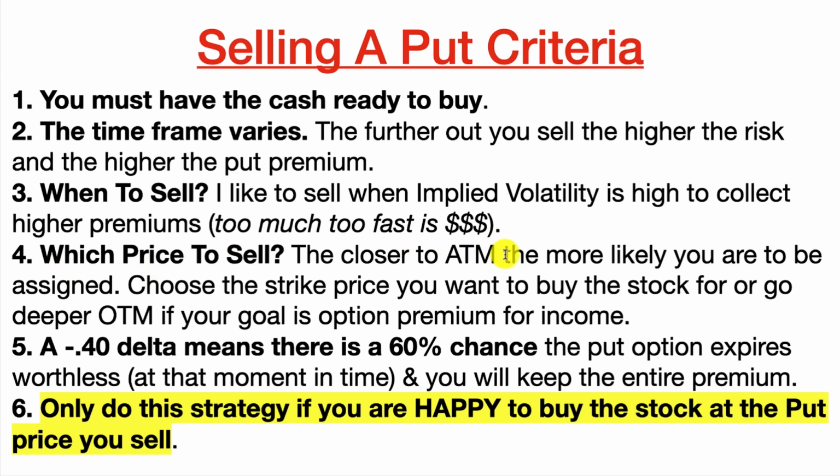Which price to sell? The closer to at the money, the more likely you are to be assigned. Choose the strike price you want to buy the stock at, or go deeper out of the money if your goal is the option premium income. Number 5, a negative 0.4 delta means there is a 60% chance the put option expires worthless at that moment in time, and you will keep the entire premium. So we just want to look at the delta to know what our odds are.